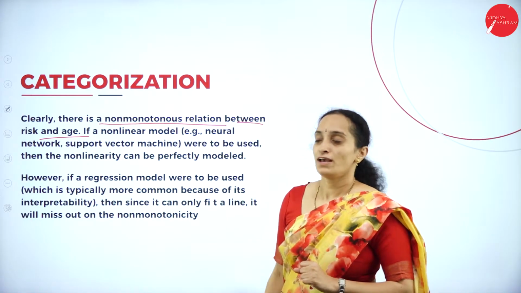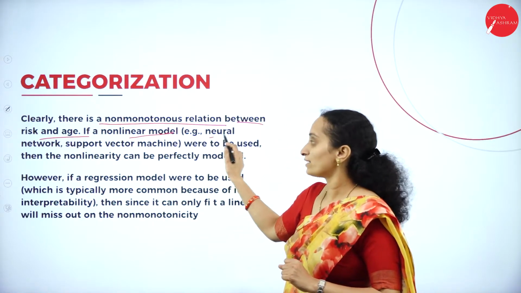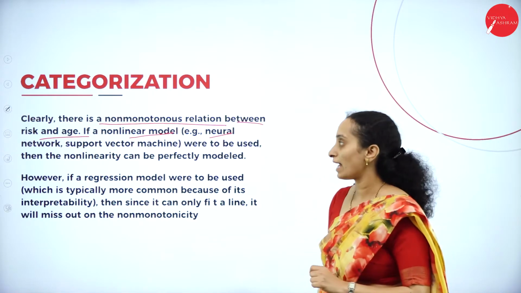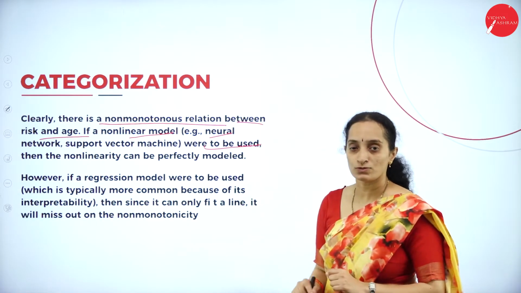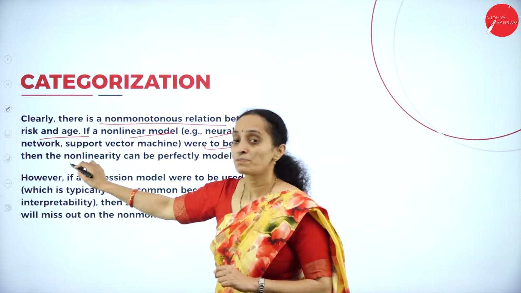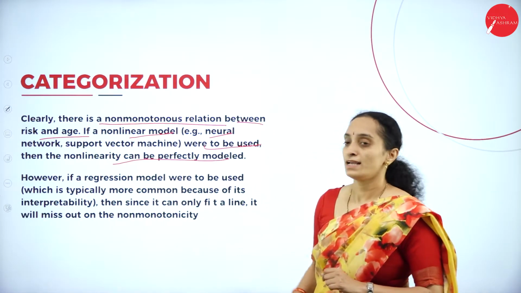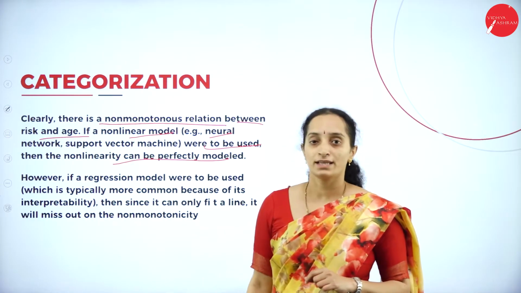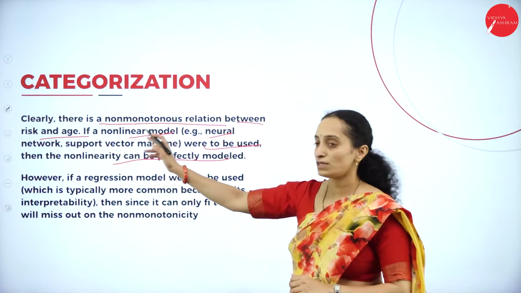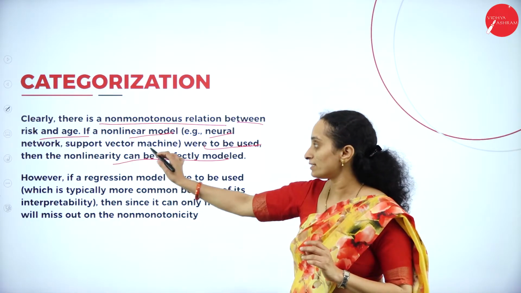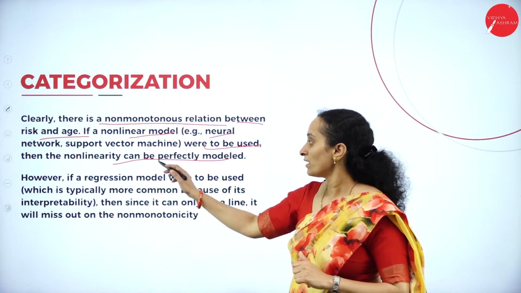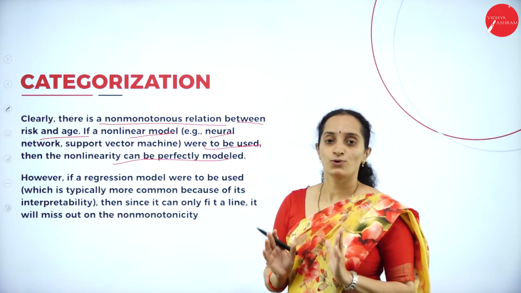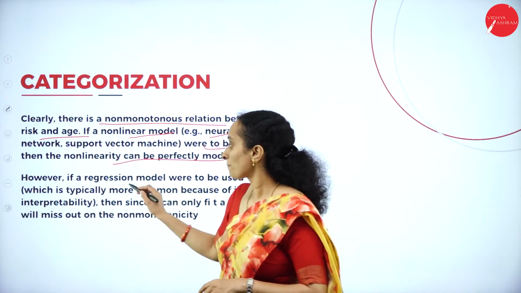So, if a non-linear model like neural networks or decision trees is considered, if a non-linear model were to be used with these continuous variables, then the non-linearity can be perfectly modeled. If you are using a non-linear model instead of regression, if you use a neural network, decision trees or support vector machine, you can have a non-linearity model built over the set of values.